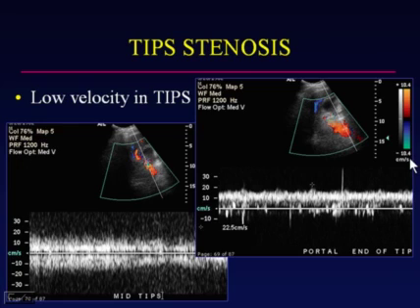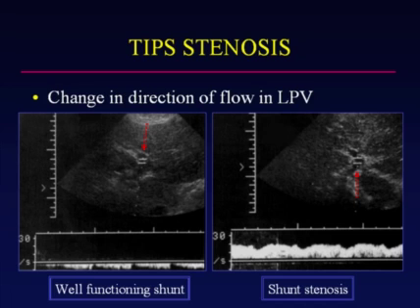And this patient has low velocity in the TIPS itself. The velocity is only 15 to 20 centimeters per second. That's very, very low, well under that 50 to 60 centimeter per second threshold. And when you see velocity this low, the TIPS almost certainly has a tight stenosis, in fact is likely almost ready to occlude.